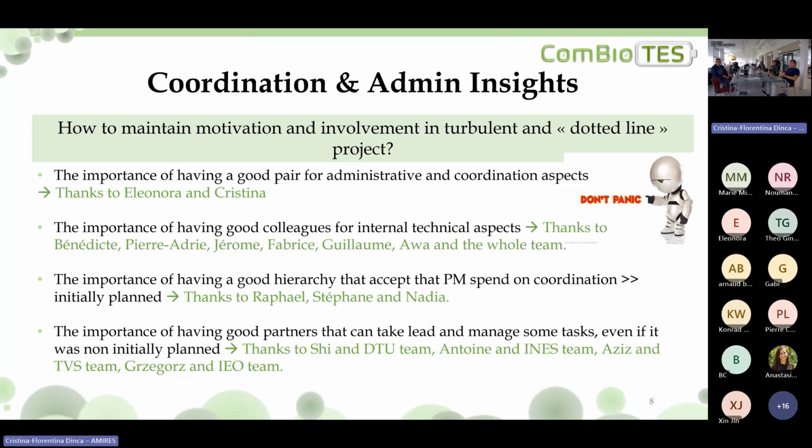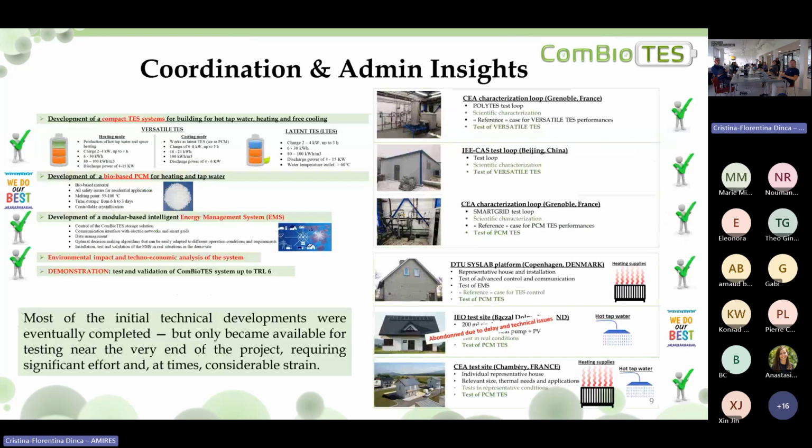And it's important to have a good consortium and good partners, and people that are able to lead their own task. So thank you to She and the DTU team, to Antoine and Ines' team, to Aziz and the TVS team, and to Gregor and the IO team. And if, at the end of the project, there is something to show, if we succeed, we can say that this is mainly your work.